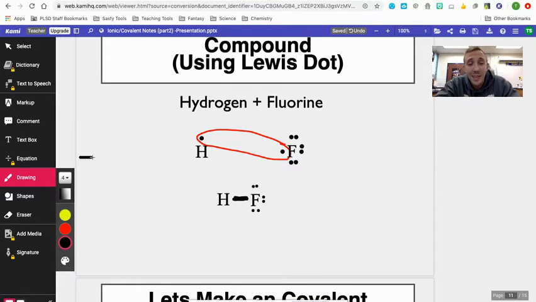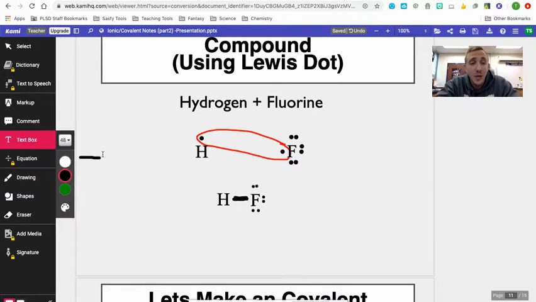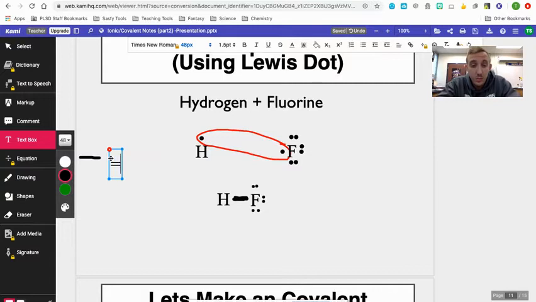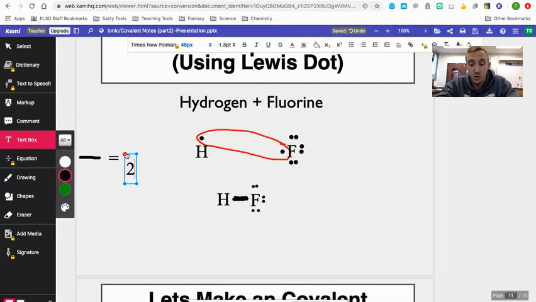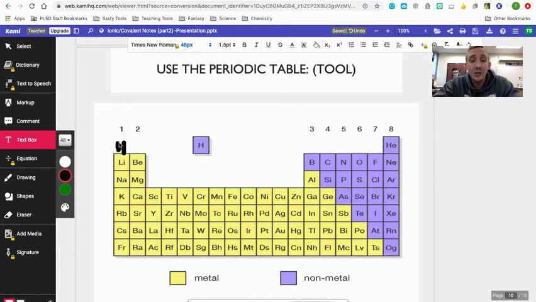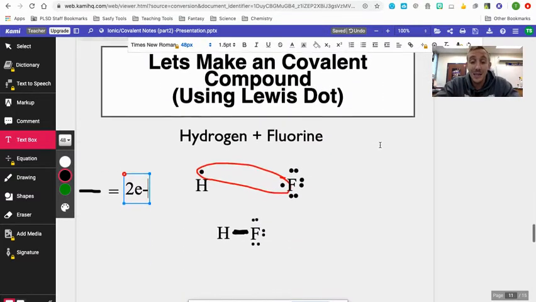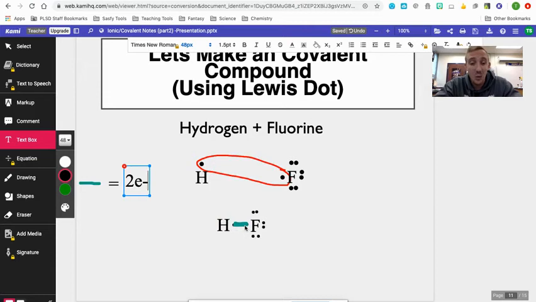Each line is going to equal two electrons, which are negative. So every time you see a line that's bonded, it's showing 2 electrons. Now we have to look at each atom. If we look at hydrogen, hydrogen's in that first shell, so it only needs 2. And technically, because it has a line next to it, it has 2 electrons.